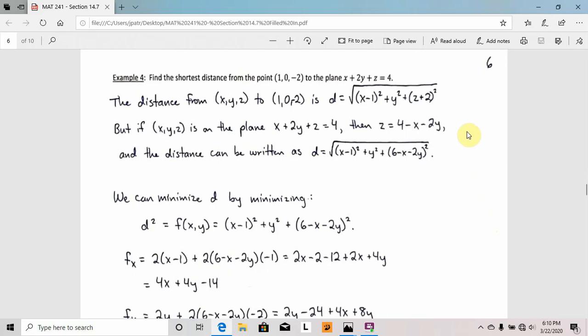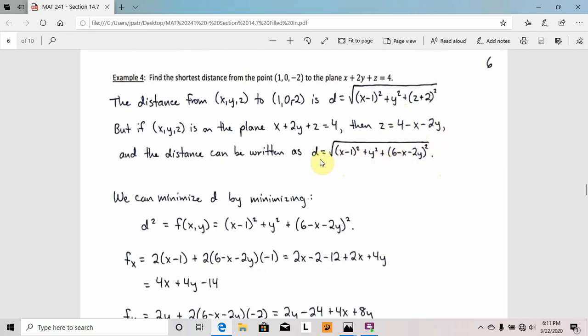So we're trying to find the shortest distance from the point 1, 0, -2 to that plane. So the distance from any point x, y, z to 1, 0, -2 is going to be this, right? It's just the distance formula. But if x, y, z is on the plane x plus 2y plus z equals 4, then you can solve for z in terms of x and y, and then you can rewrite the distance in terms of x and y only. So that's the whole point of solving for z in terms of x and y.